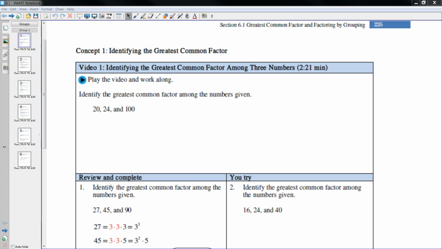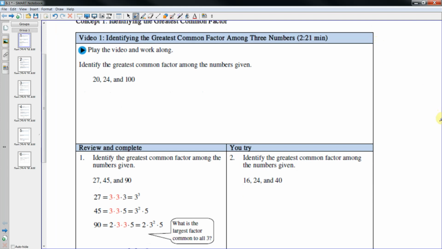Alright, now we're going to get into factoring. The first part we need to know about factoring talks about having greatest common factors and finding greatest common factors. So what I want to do is first of all talk about just numbers when we are doing greatest common factors. So let's look at these numbers 20, 24, and 100.